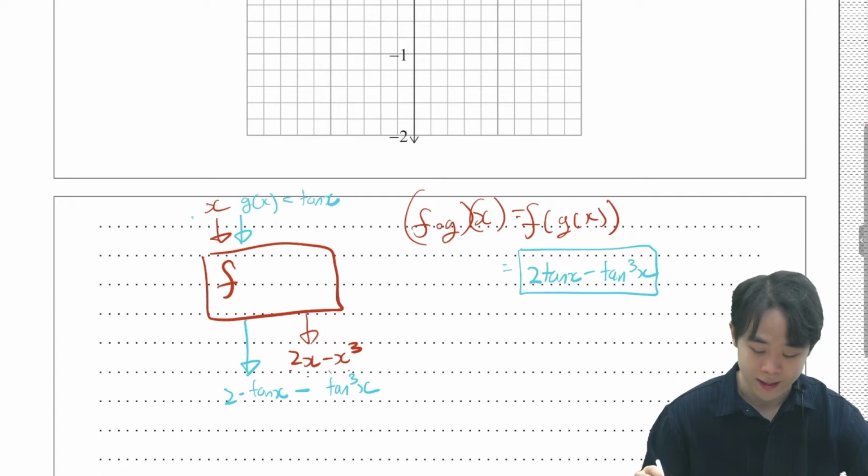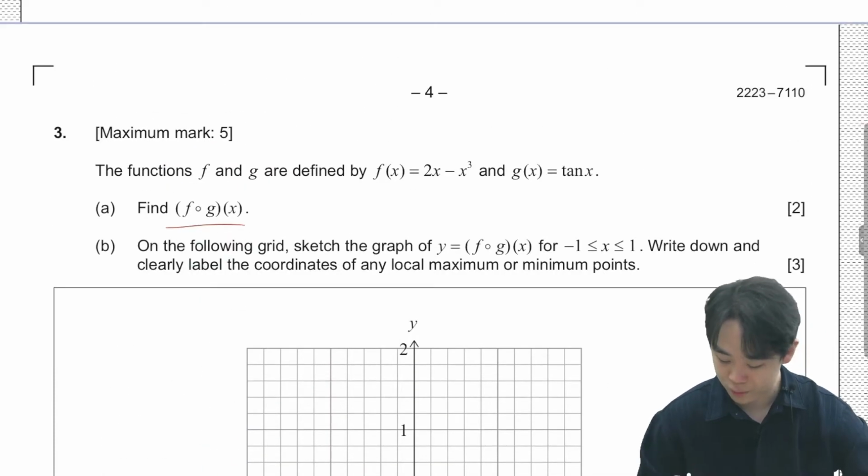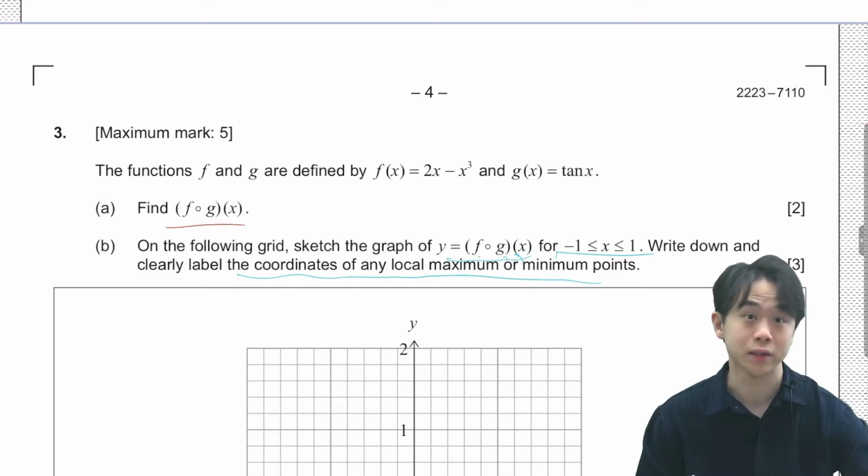So that's part A. Next, we have part B. We want to sketch the graph y equals f of g of x for this domain. And we want to label the coordinates of any max or min points.